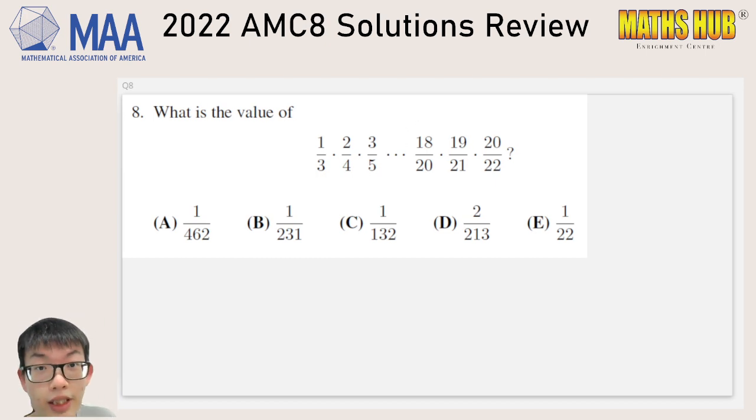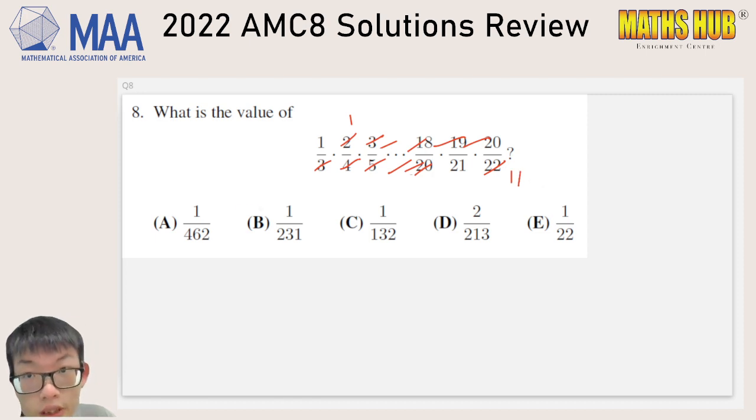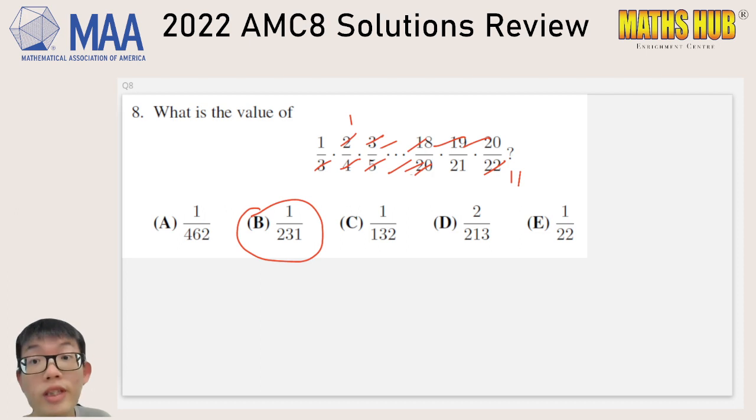Question 8. What is the value of these fractions multiplied together? Now remember that for fractions, we can cancel out anything in common. So the 3, 4, 5 until 20 are all going to appear, leaving us with only 1 times 2 over 21 times 22. So this would be 1 over 21 times 11, and 21 times 11 is 231. So that's option B.